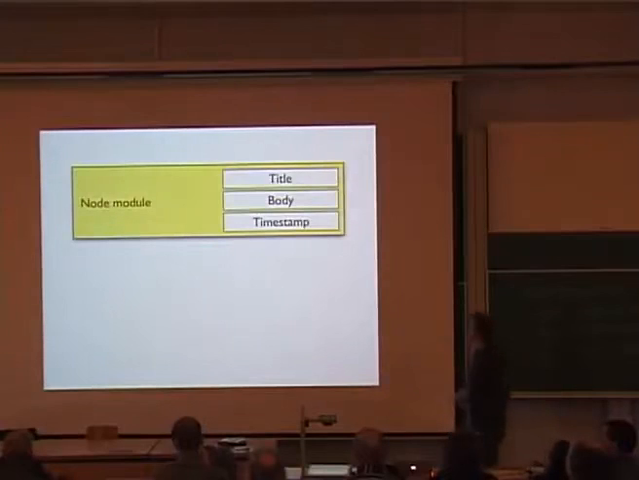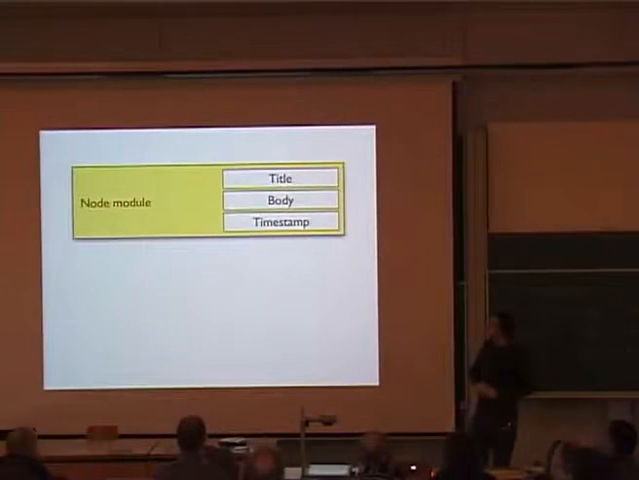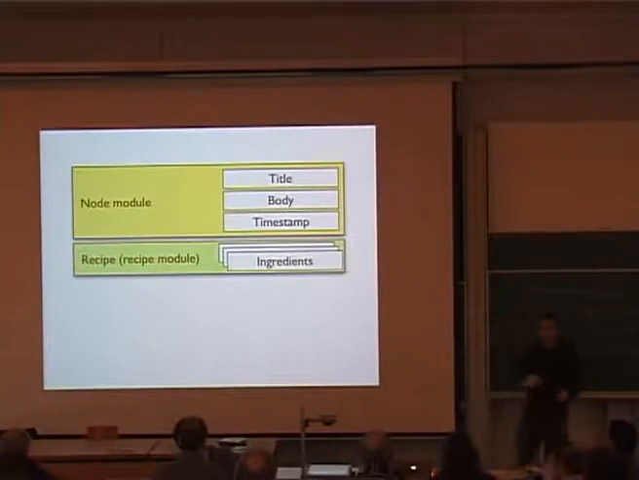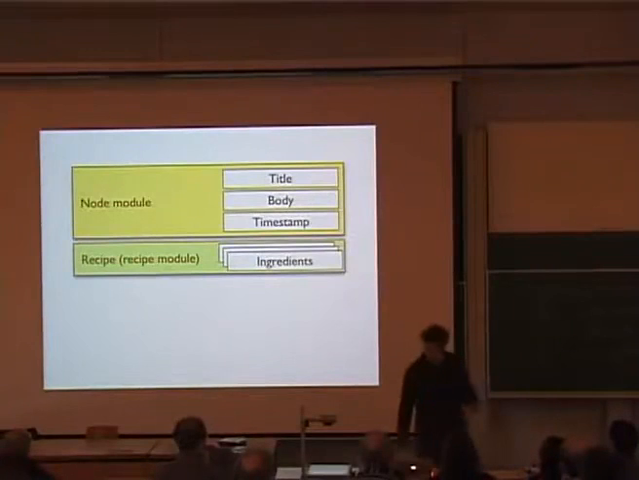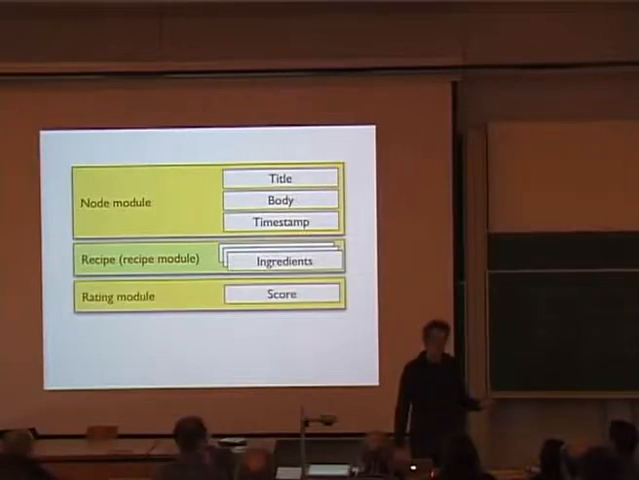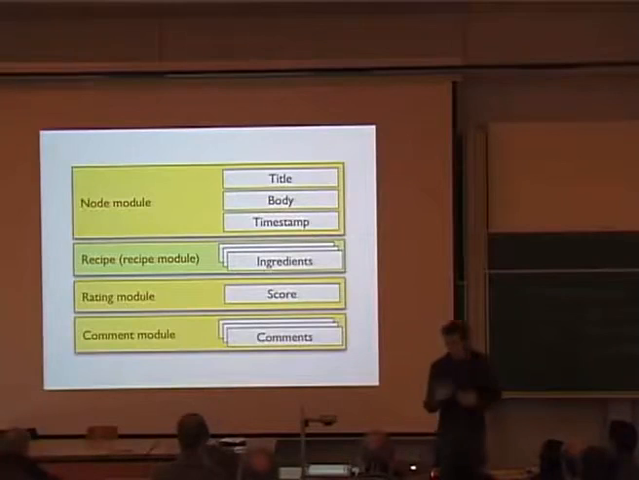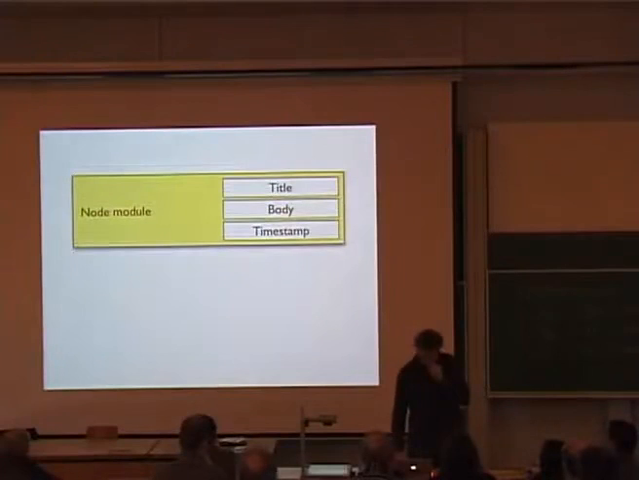So here's another example. Say the node module, as I explained, provides default functionality and default fields, like a title, a body, and a timestamp. Then you enable the recipe module, for example, and all of a sudden you're able to associate one or more ingredients to your content type. So it becomes a recipe. And the rating module allows you to score the recipe. And then, for example, the comment module allows people to add comments to the recipe. So that's really how it works.